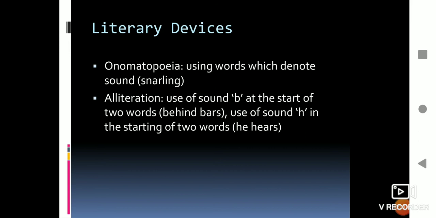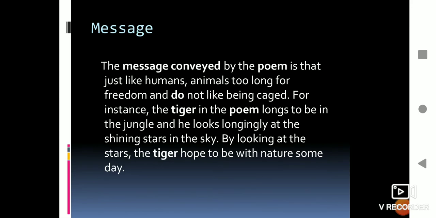Next important literary device is alliteration. Now alliteration is the use of the same sound at the start of two words. The use of sound B at the start of two words, that is "behind bars." Repetition of B sound. Then use of sound H at the start of two words: "he hears." So alliteration is also one of the important literary devices in the poem.